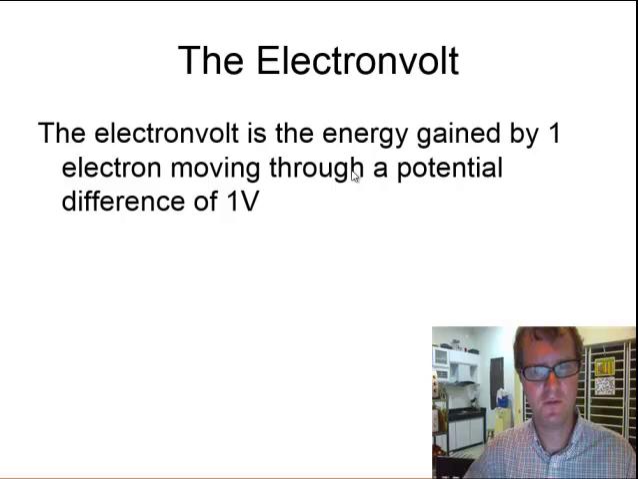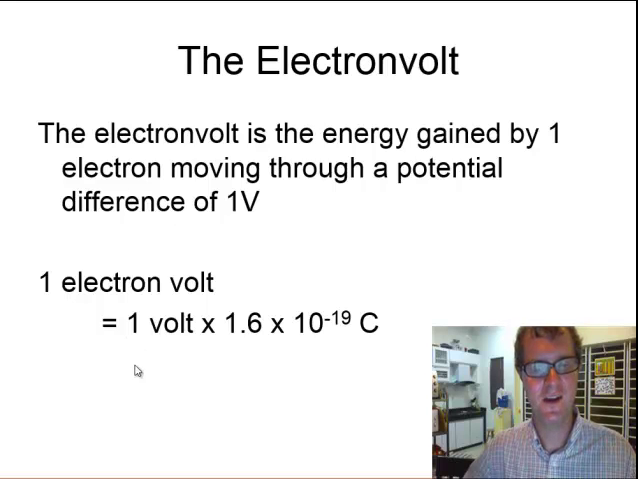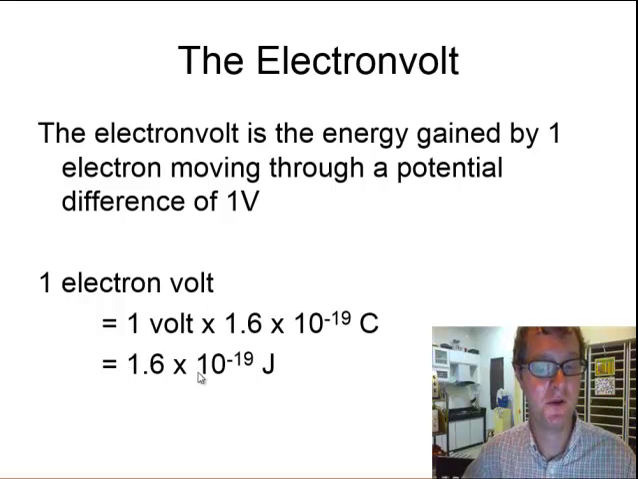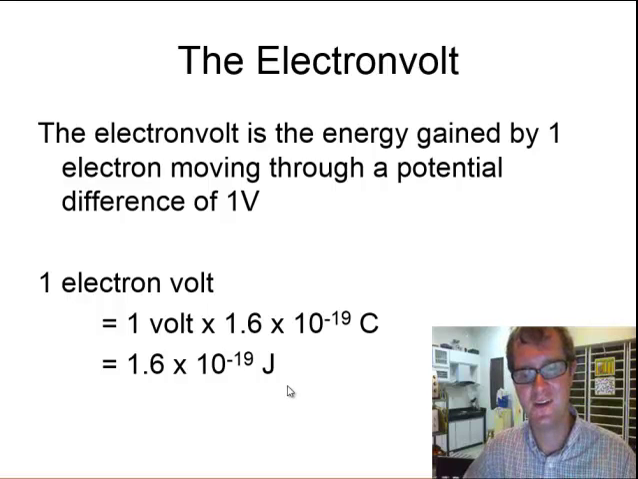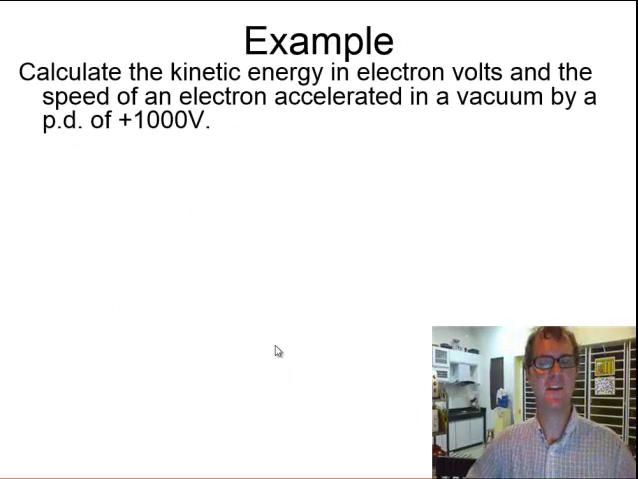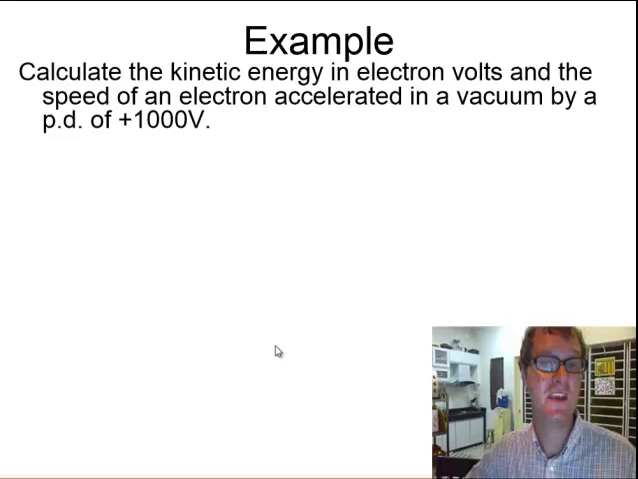If we have a potential difference of 1 volt and we have 1 electron volt, this means that 1 volt multiplied by the charge is going to give me the work done. So what I have here is 1 electron volt equals 1.6 times 10 to the minus 19 joules. It's a very useful unit if we're just thinking about an electron moving through a field. So I'm going to end up with a final question, to hopefully join these things together. Calculate the kinetic energy in electron volts and the speed of an electron accelerated in a vacuum by a potential difference of plus 1000 volts.